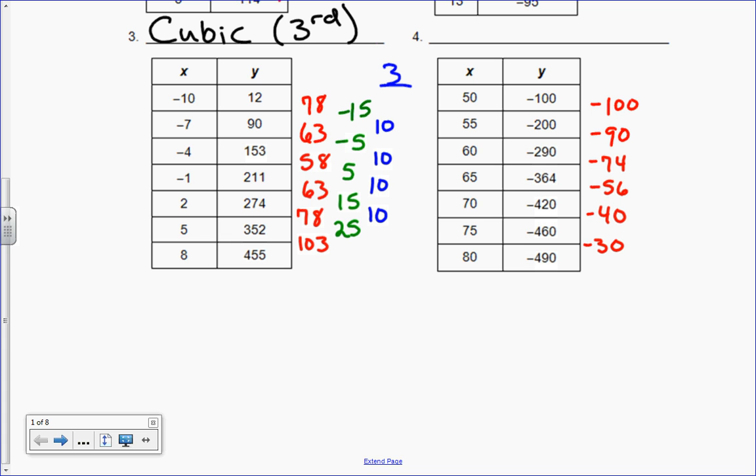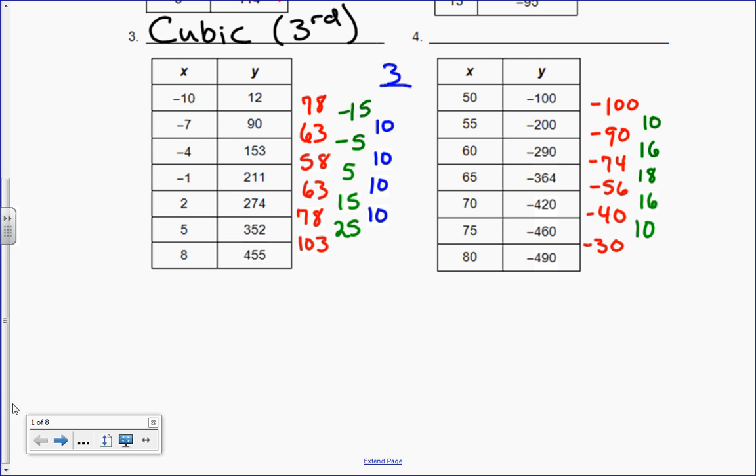All right, so we're subtracting the second set. Negative 30 minus negative 40 is 10. Negative 40 minus negative 56 is 16. Negative 56 minus negative 74 is 18. Negative 74 minus negative 90 is 16. And then negative 90 minus negative 100 is 10. All right, so again, those don't match. Go to the next set.